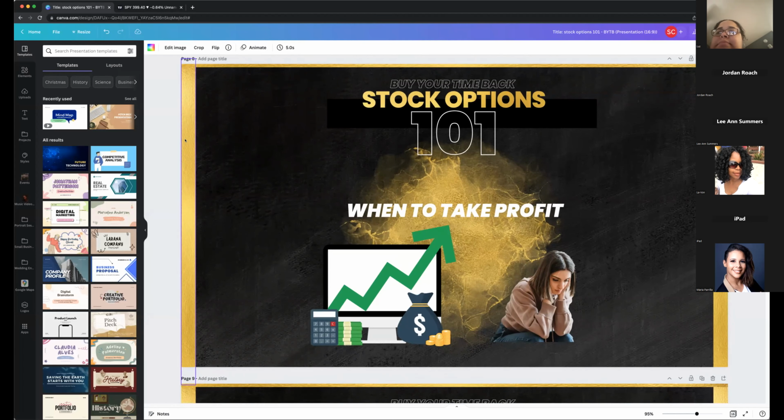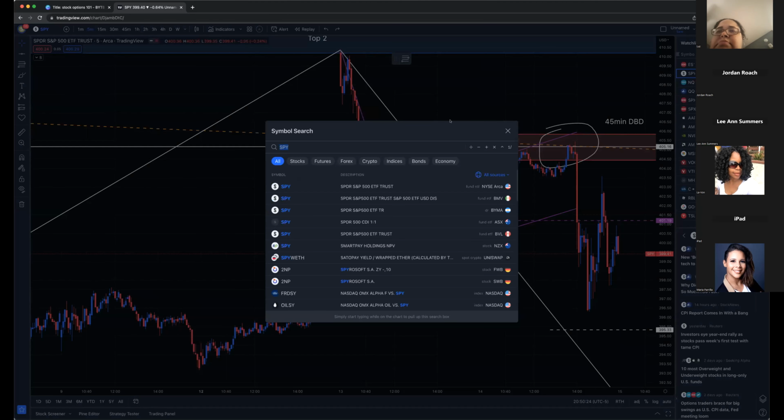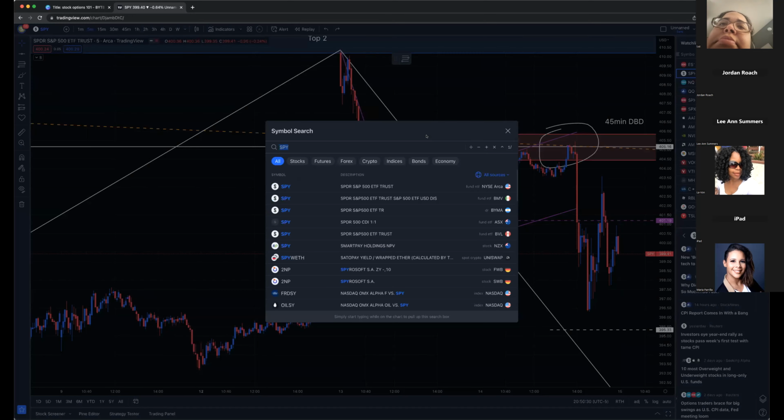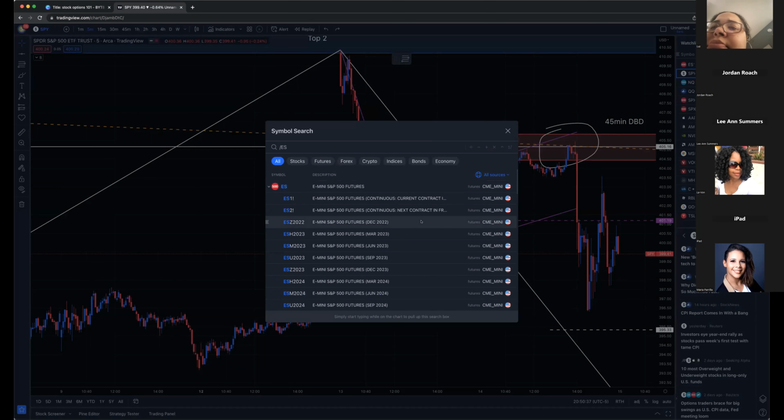How do you get to the ES and the NQ? If you go into the symbol search, that's up here in the top left-hand corner for our beginners, click on it and type /ES. They have a million here. I always pick the first one, and so far it hasn't steered me wrong. So pick that one, ES1.